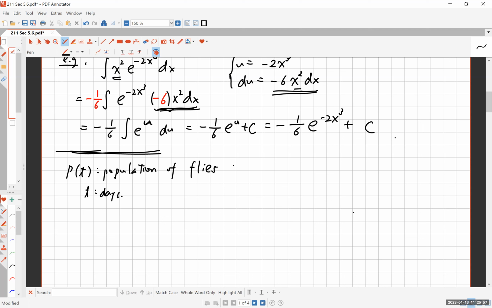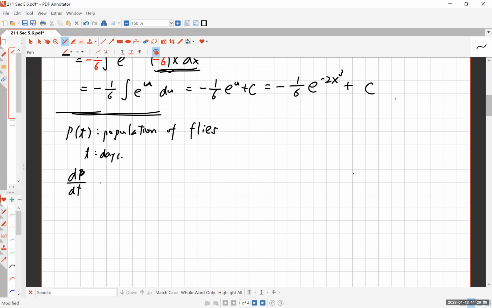And let's say we have data that says dP/dt. Now, what is that? You notice here, dP/dt must be the rate of change, right? So it's the rate of change of population, the rate of population increase. And of course, you have to have units: it's flies per day. So let's say you are given somehow, maybe by data or by experiment, that dP/dt, the rate of change of P, is 2 times e to the 0.02t.